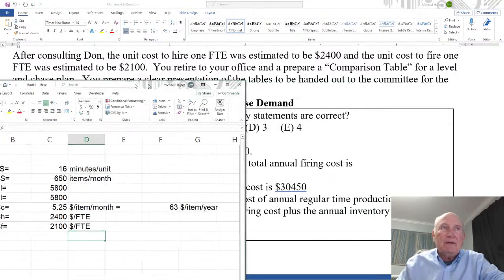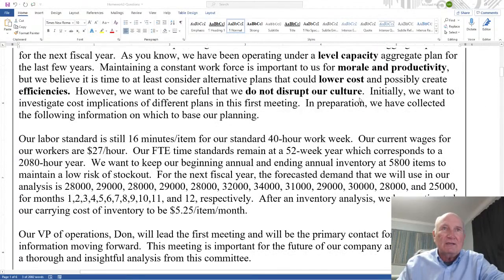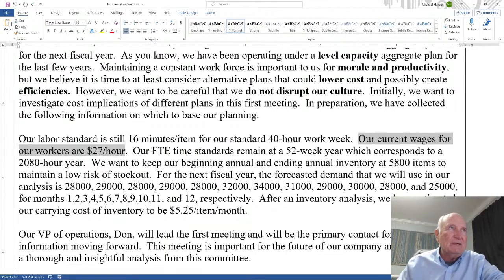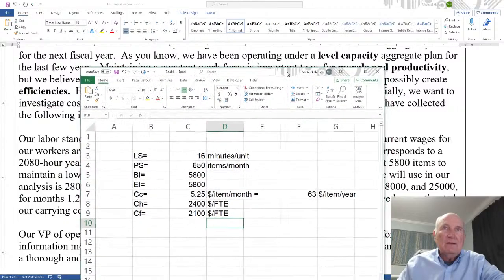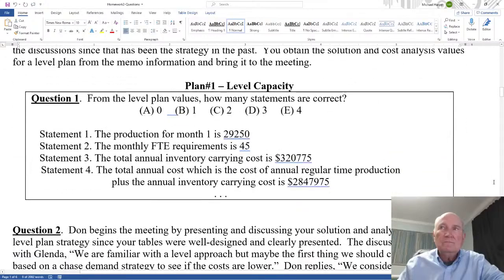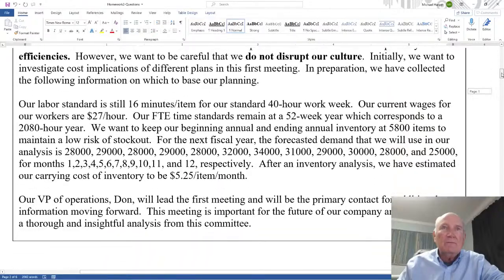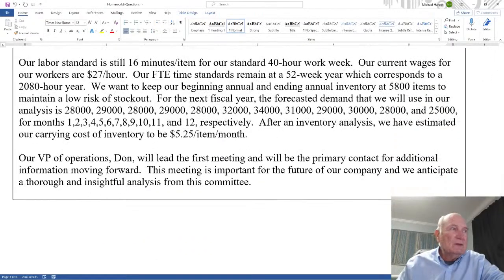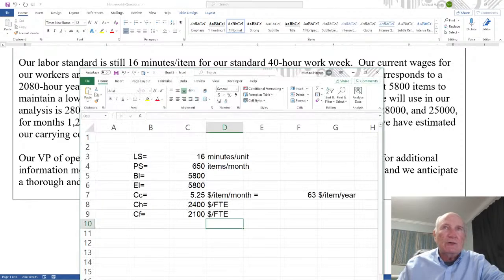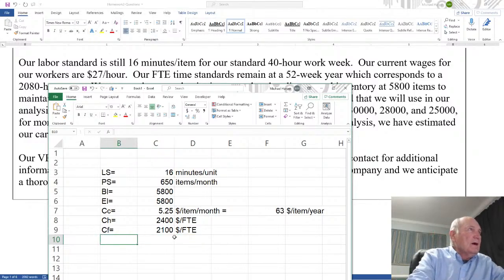Oh, and then come back up here. Notice I bypassed this a little bit. I forgot to put it down. Our current wages for our workers is $27 per hour. I forgot that. Let me put that in here. So now our current wages is $27 per hour.